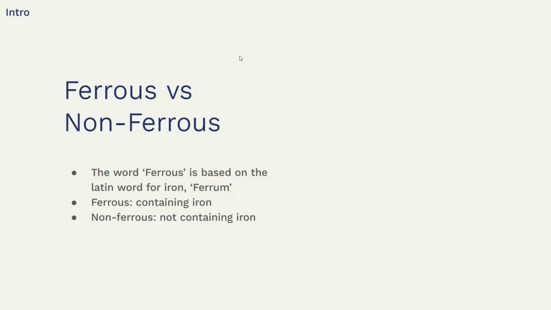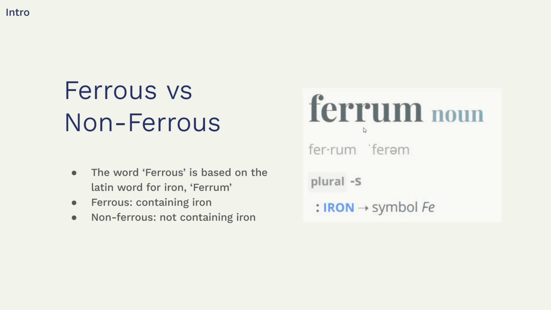Moving on to ferrous versus non-ferrous. The word ferrous comes from the Latin word for iron, which is ferrum. So ferrous simply means containing iron, and non-ferrous means not containing iron. It's as simple as that.